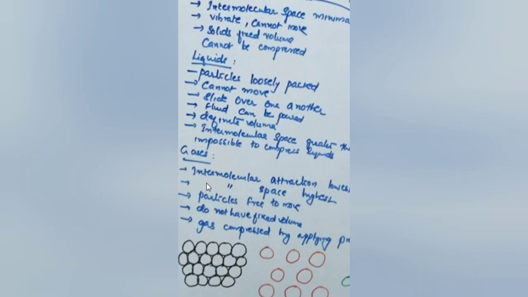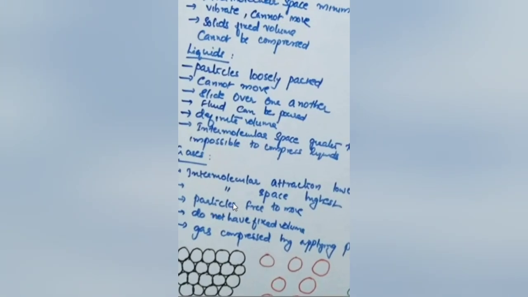Then considering gases. In gases, the intermolecular attraction will be lowest. The particles will be here and there, so the attraction is only to a lesser extent. The intermolecular space will be highest, and the particles are free to move. Gas will be floating here and there, and does not have a fixed volume. When we have to compress a gas, we have to apply great pressure.